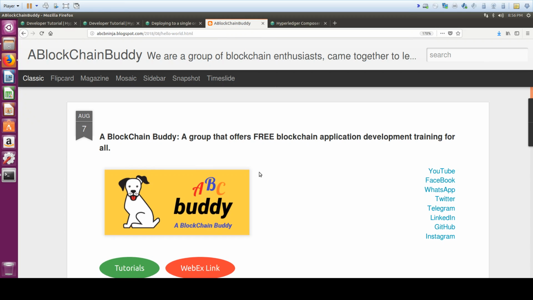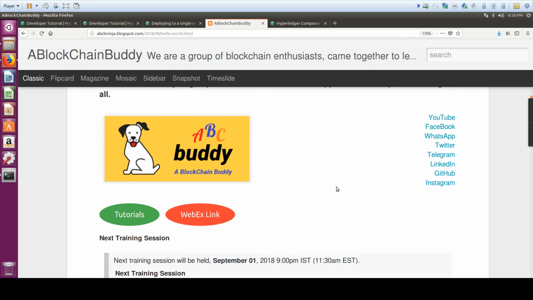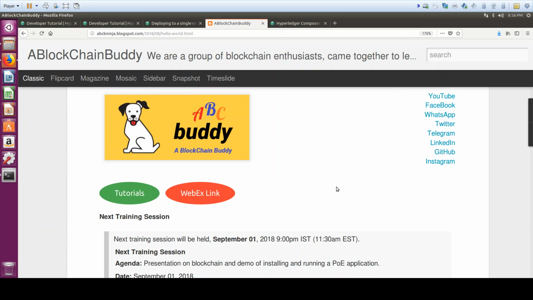Before we go deep into the fabric, I think it's a good idea to sit back and see what the various components in the Hyperledger Fabric are before we dig deep. So I have created a little document. It's an abstract document of the various concepts involved in the Hyperledger Fabric.